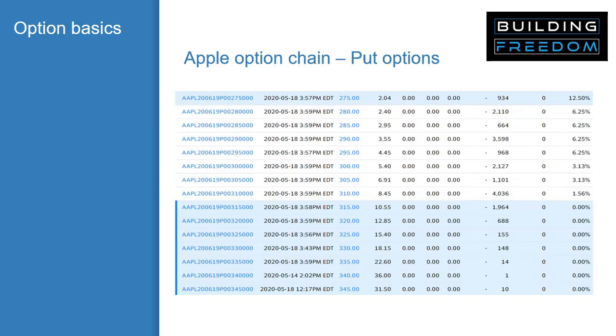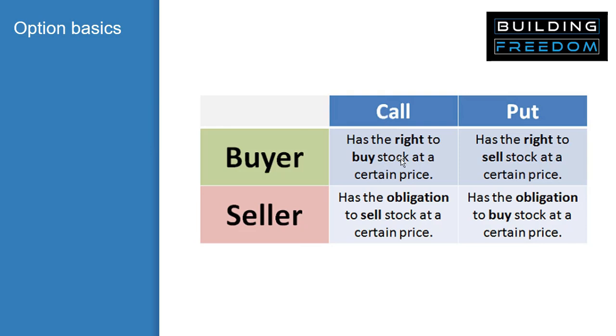So again, back to the basics. You can buy a call, meaning you have the right to buy a stock at a certain price. You can buy a put, then that gives you the right to sell a stock at a certain price. You can sell a call, then you are obligated to sell at a certain price. And you can sell a put, then you are obligated to buy at a certain price.